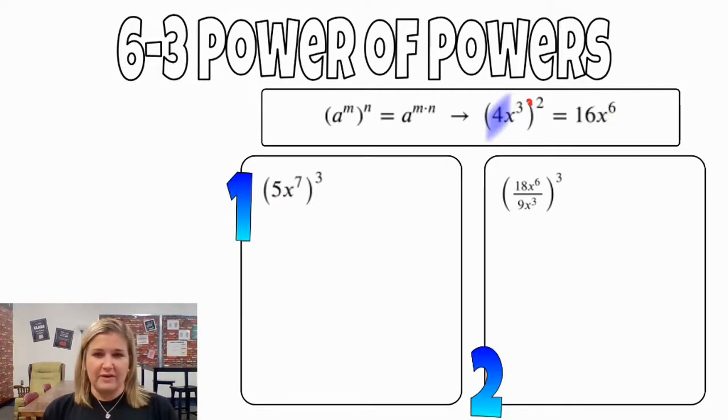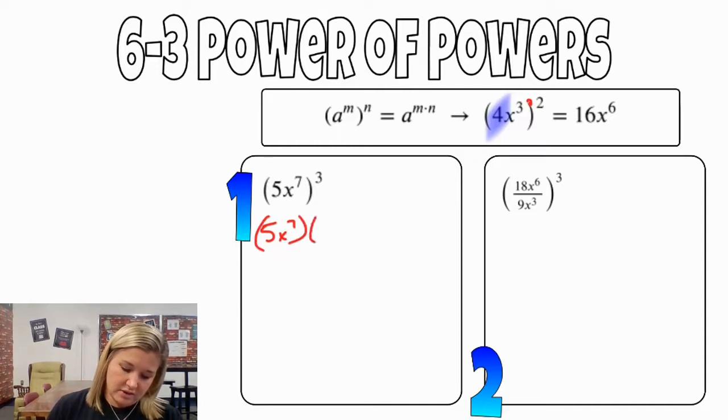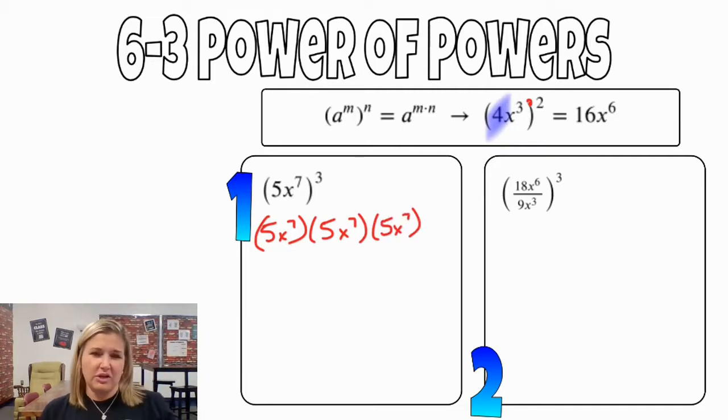This first example is very similar to what you had just a while ago. So this 5x to the 7th power, all of that is raised to the 3rd power. Essentially, this is what this looks like: 5x to the 7th times 5x to the 7th times 5x to the 7th. Technically you could work all that out by following the multiplication rules, but we're not going to do that.